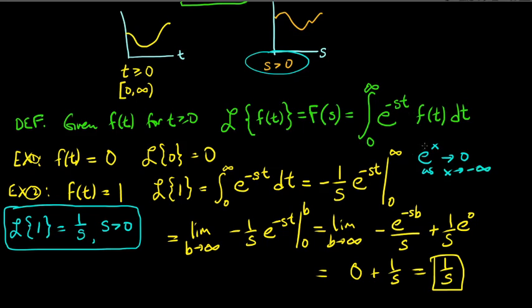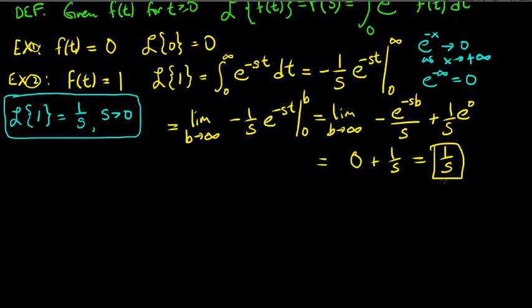Or maybe we should do it the other way: e to the negative x approaches 0 as x approaches positive infinity. But from now on, just take for granted that e to the negative infinity is 0. That's sloppy notation, but we're going to use it. Okay, let's keep going. Let's do a bunch more.